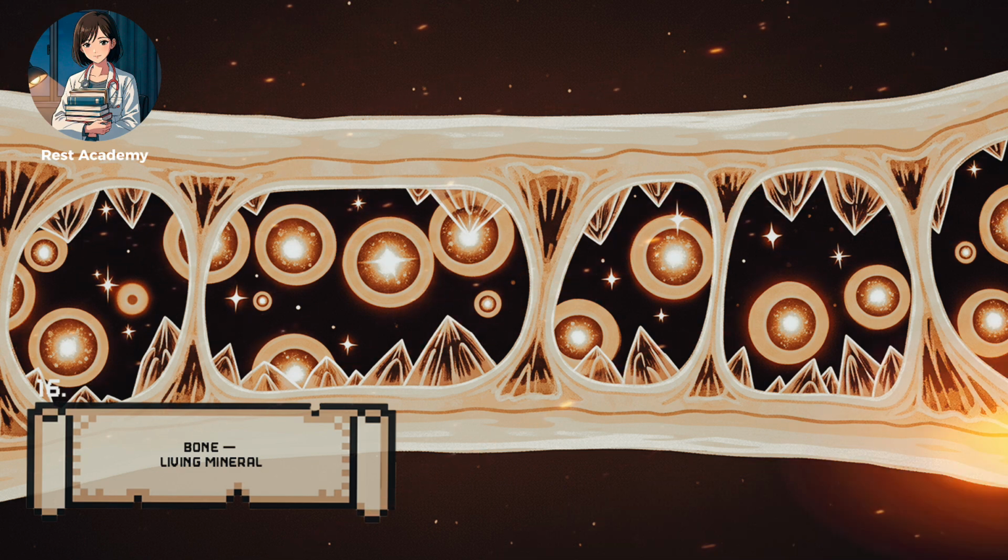Intercalated discs contain 3 main components: desmosomes, mechanical adhesion, fascia adherens, actin anchoring, and gap junctions, electrical coupling. These allow the heart to contract as a functional syncytium, electrically and mechanically linked. The rhythmic contraction is initiated by pacemaker cells in the sinoatrial node, propagated through the conduction system, and modulated by autonomic input.